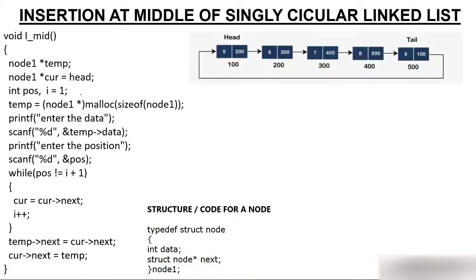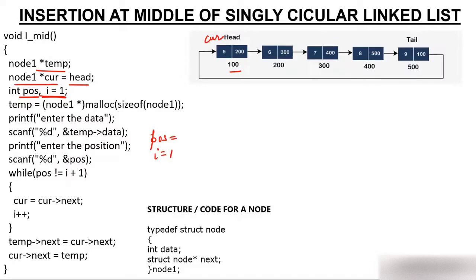So you have a linked list, and suppose you want to insert a node at the 4th position. First of all, if you want to insert, you have to create a node. You have created a pointer current, initialized with head, which is 100, so current will come to 100. You have created a variable position, where you will ask the user which position, and you have created a variable i equal to 1.